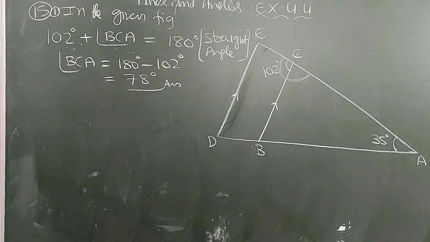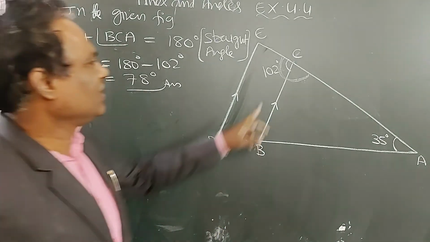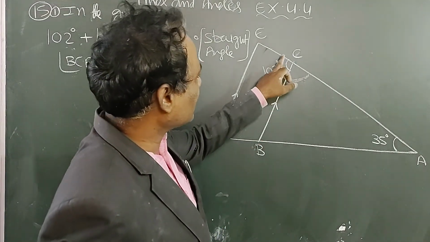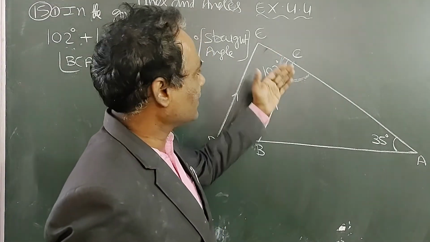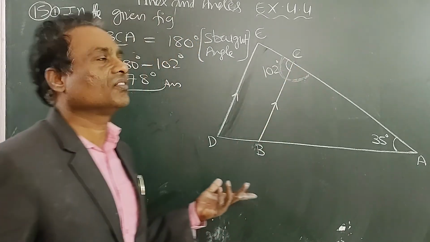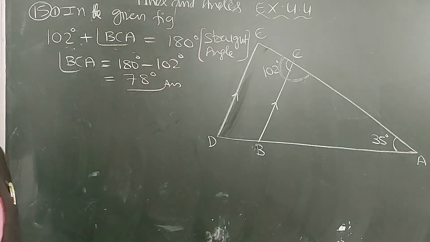See the first question. Angle BCA is asked. We got it. Simple logic. This side angle plus this side angle, the total angle on a straight line, is 180 degrees. This plus this is equal to 180 degrees. The reason is straight line angle.